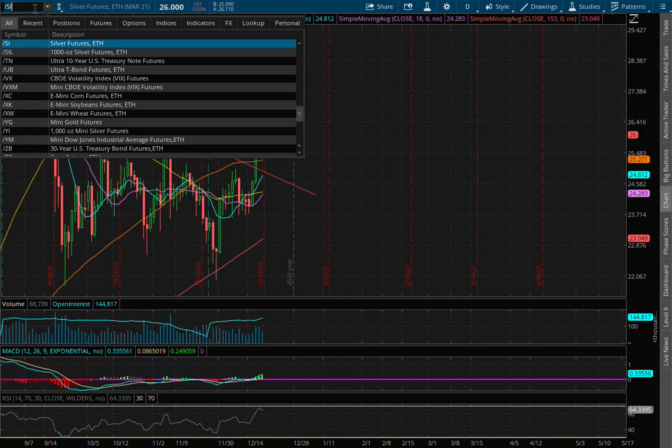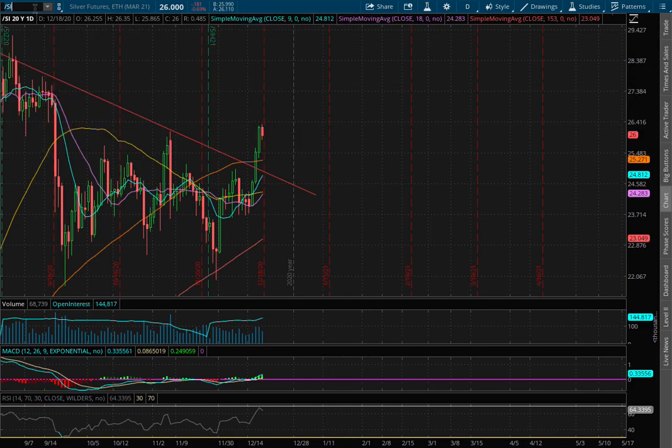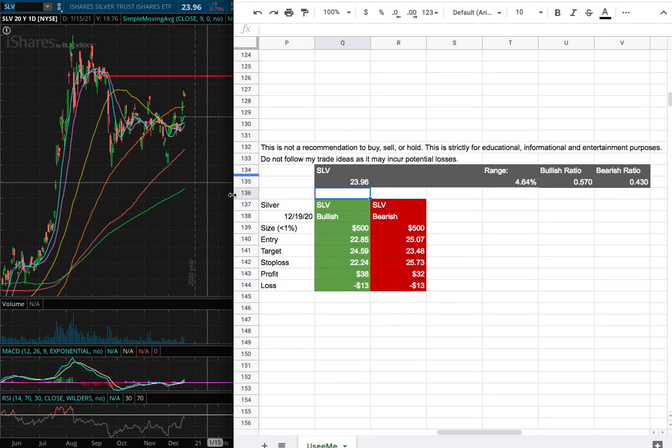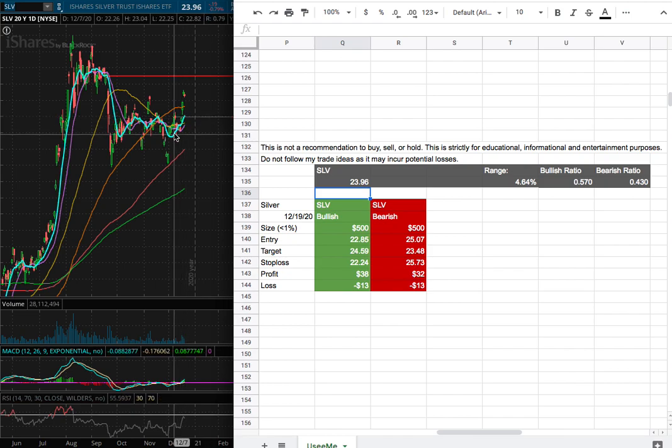As for the trade idea of the week, I'll be trading SLV, and what we have here is my position size will be less than 1% of my portfolio, and my long entry is at $22.85. And that is this range here, and that coincides with the 9-day moving average, this blue line. My sell target is at $24.59, and my stop loss is at $22.24.